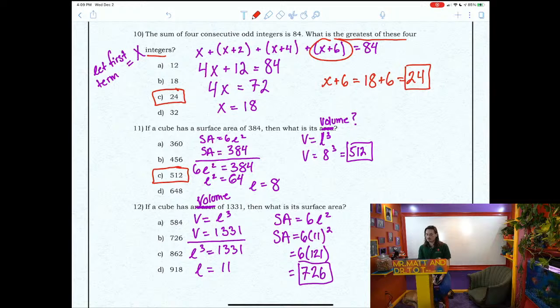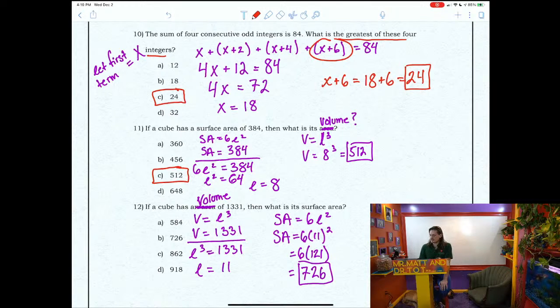And number 12, if we have volume is equal to 1,331, we can take the 1/3 power of 1,331 to solve for the side length being equal to 11. Or in other words, we're taking the third root of 1,331. Or in other words, we're asking ourselves what number raised to the third power is 1,331, and that's 11.